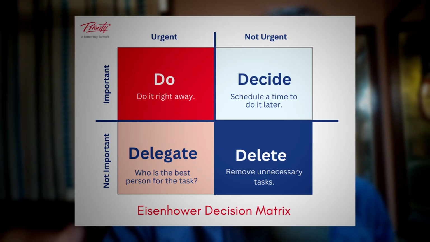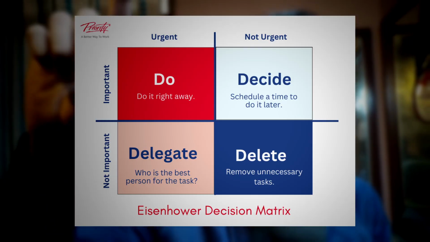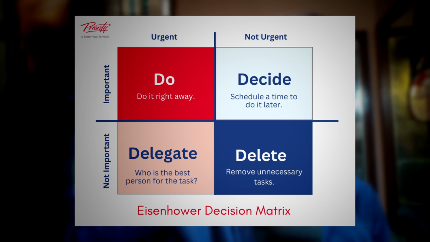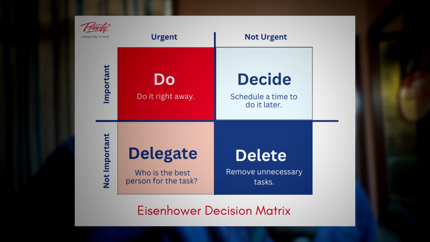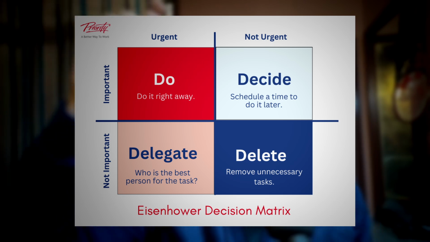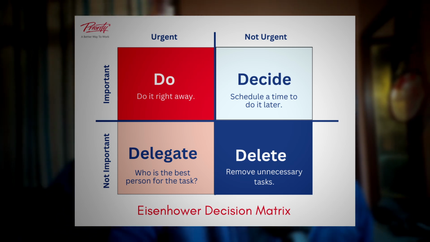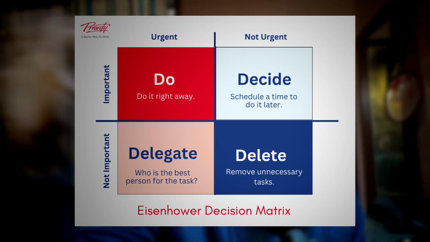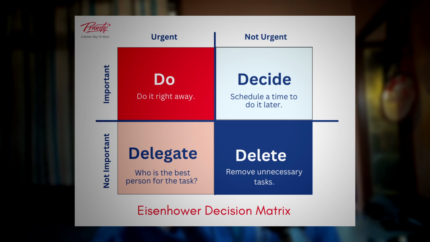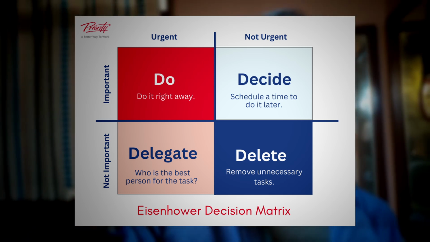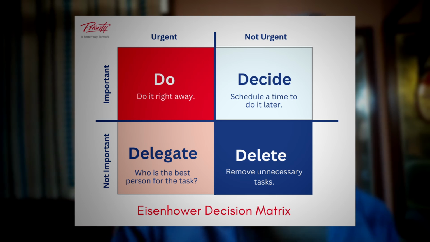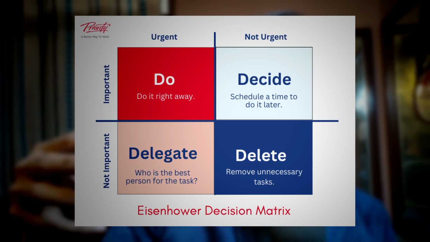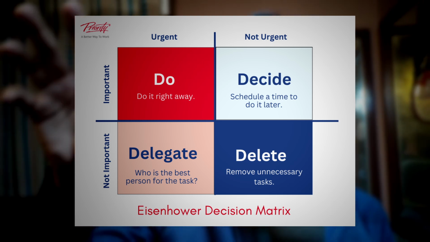What you see is that the first quadrant is for important and urgent. Whatever task is important and urgent, you need to do that first thing in the morning. In the second quadrant, there are important tasks but not urgent. You can assign a time for when to do that, and obviously it's not urgent. It's important, so you do that.